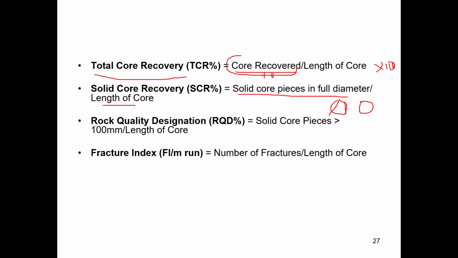Last, we have the rock quality designation: solid core pieces that are more than 10 centimeters, or 100 mm. If we have a piece like this with length more than 10 centimeters, we count it. Any piece less than 10 centimeters, we exclude from this calculation. And then the fracture index is the number of fractures divided by length of core. Okay.